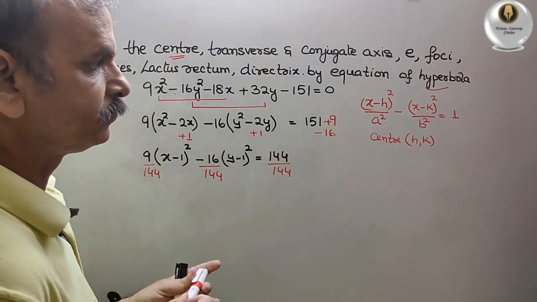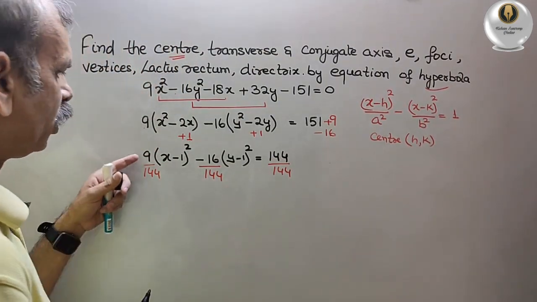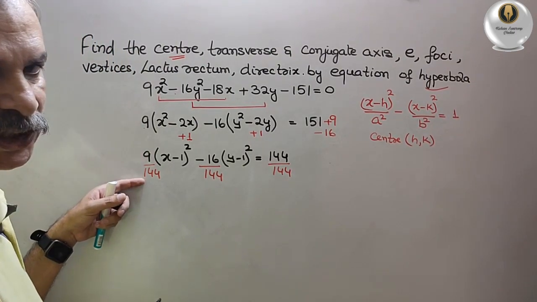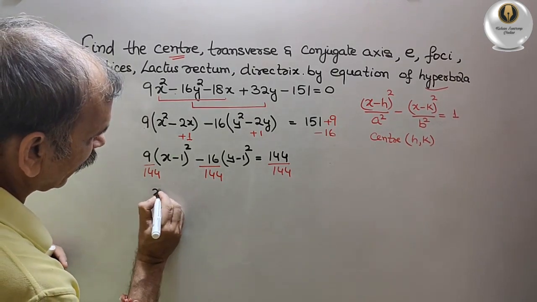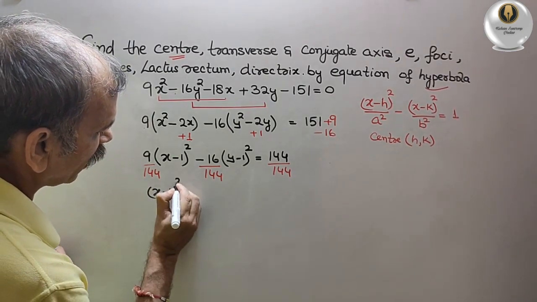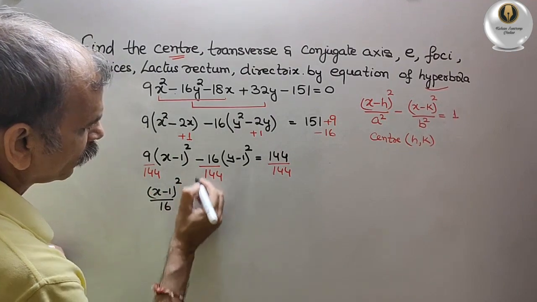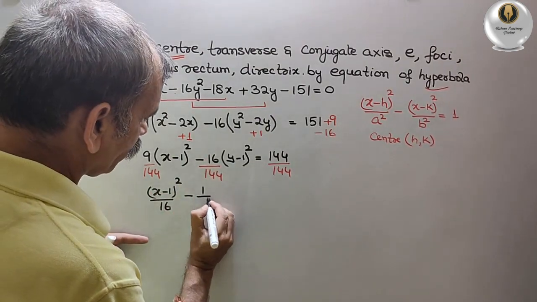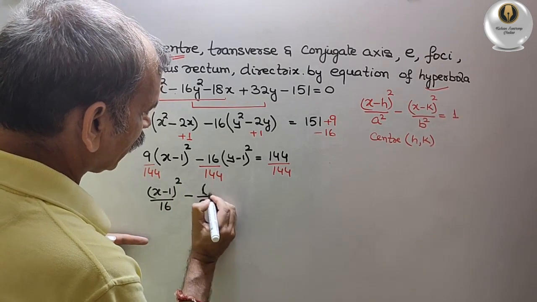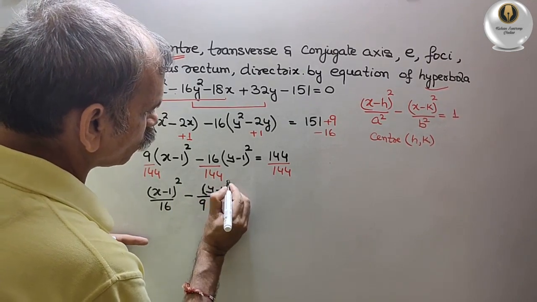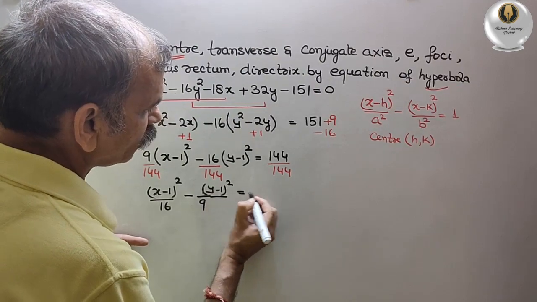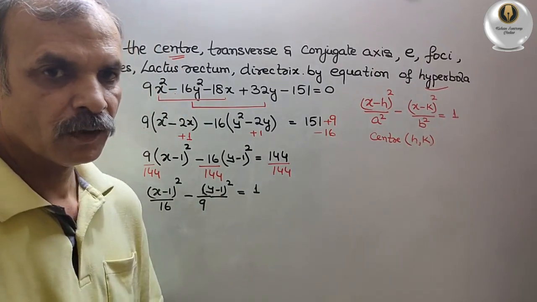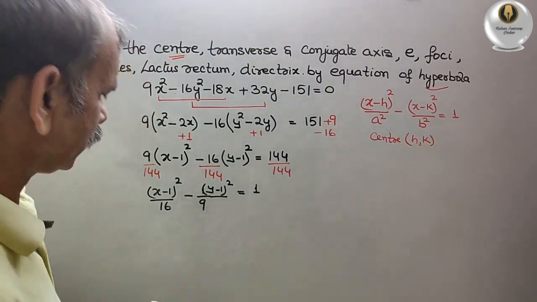What will we get? Here we will get 1 by 16, that means (x minus 1) whole square by 16, and here we will get 1 by 9, so (y minus 1) whole square by 9, that is equal to 1. Now this is in the required form, so now we can find out the center.